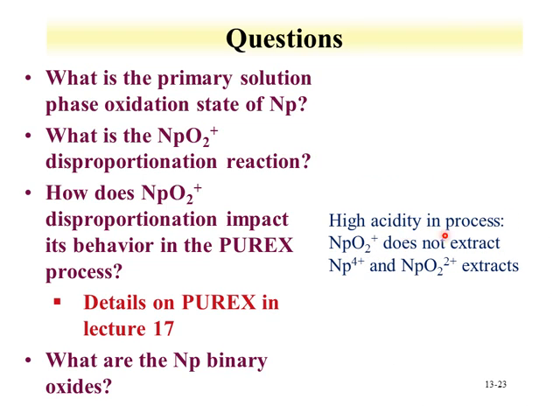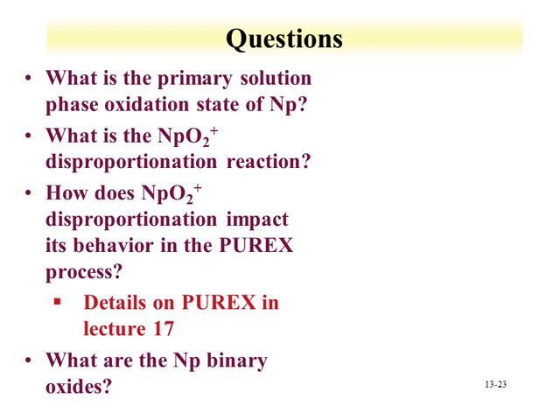So in this high acidity process, neptunium-5 does not extract, while neptunium-4 and 6, like plutonium-4 and uranium-6, do extract in the Purex process. So if neptunium undergoes disproportionation, it can actually go into both the aqueous and the organic phase of the process. And then finally, another example of a question is, what are the neptunium binary oxides? Unlike uranium, where we saw many uranium oxide species, for neptunium we only see two, this neptunium-5 Np2O5 and this neptunium-4 NpO2 compound.